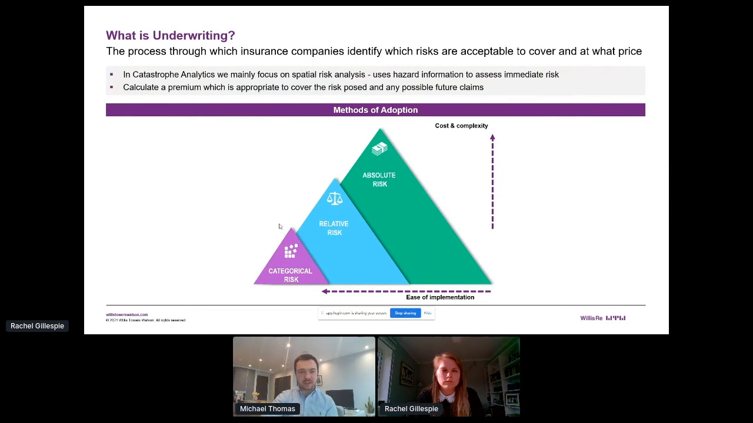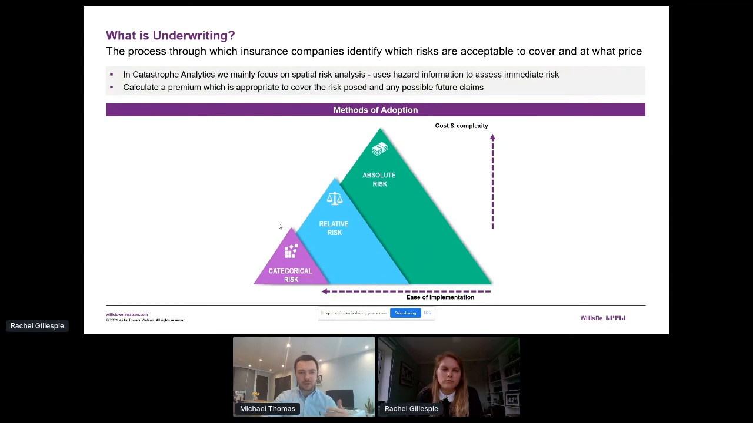Focusing on Catastrophe Analytics, we mainly focus on the spatial risk piece and looking at hazard information. Again, as Rachel touched upon in the Catastrophe Analytics CAT model framework, we look at perils such as earthquake, hurricane, windstorm, and flood, to name a few, and use that to assess the immediate risk. We also work on calculating a premium which is appropriate to cover the risk posed and any possible future claims.